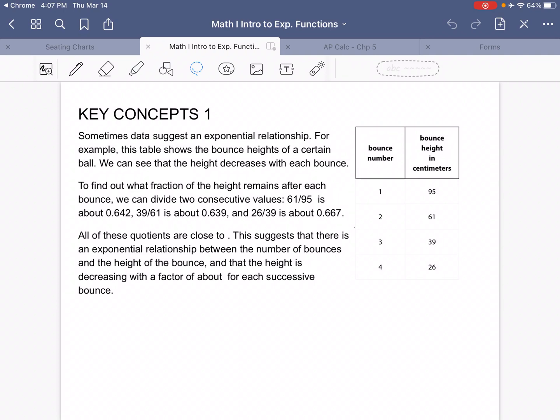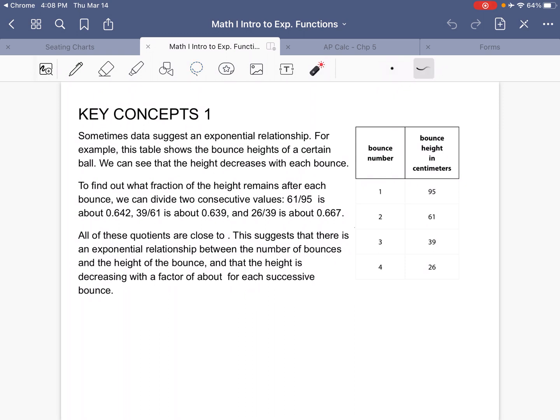All right, so this is for lesson 11, cool down called modeling behavior. Now, sometimes data suggest an exponential relationship. For example, this table shows the bounce heights of a certain ball. We can see that the height decreases with each bounce. To find out what fraction of the height remains after each bounce, we can divide two consecutive values.